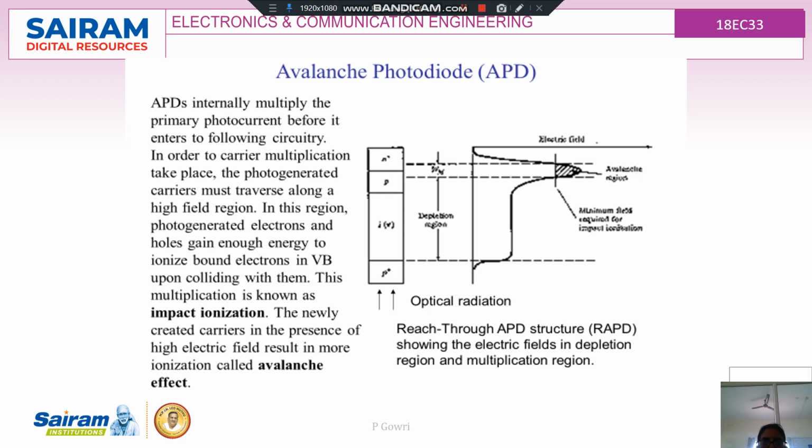So in order to improve the efficiency of the system, we go for avalanche photodiode. So avalanche photodiode is internally multiplying the primary photocurrent before it enters the following circuitry. That is, internally, after the optical energy is converted to electrical energy, the converted energy will be multiplied by the avalanche process, and then it will be coming out as a current. So due to that, there will be a gain in the ionization, I mean the gain in the carriers, which is formed due to the optical energy.